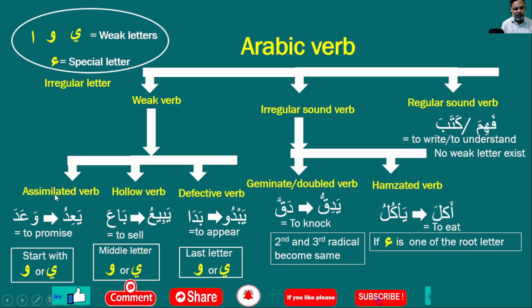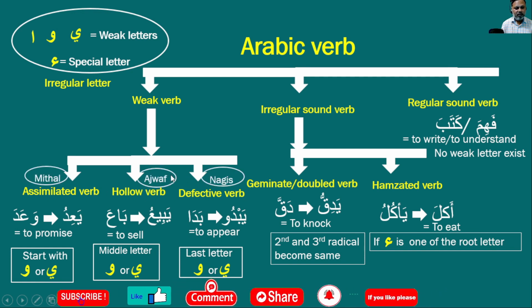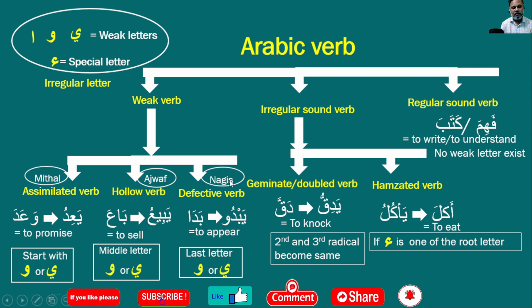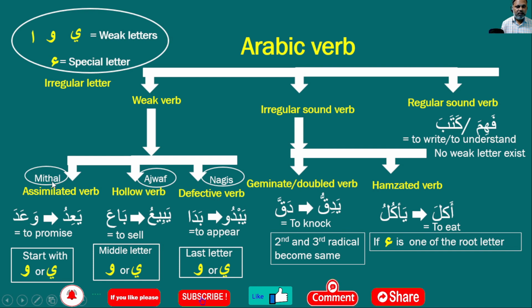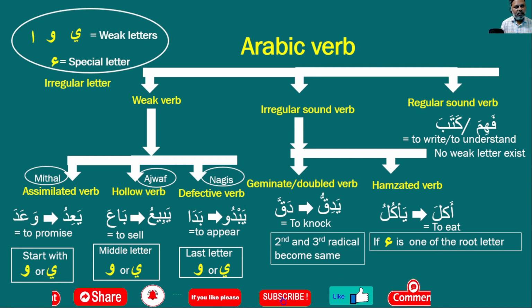Now, for these three verbs, assimilated verb, hollow verb, and defective verb, in Arabic there is terminology. They are called mithal, ajwaf, and naqis verbs. This is frequently used terminology, that's why I have brought it into this lesson. Now you will see how to conjugate these irregular verbs.